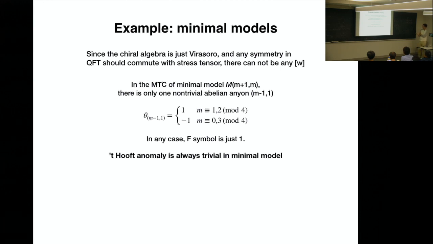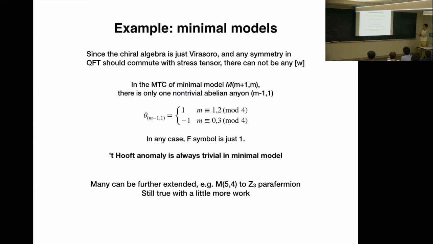Now, one subtlety here is that for some minimal models, you can further extend the chiral algebra. For example, for the M(5,4), you can put a spin 3 operator in the chiral algebra, and you get the Z3 parafermion. So you can deal with this kind of minimal models with extended algebra, and then you get the same results, okay? Although with a little more work.